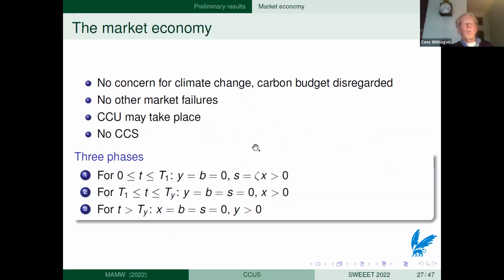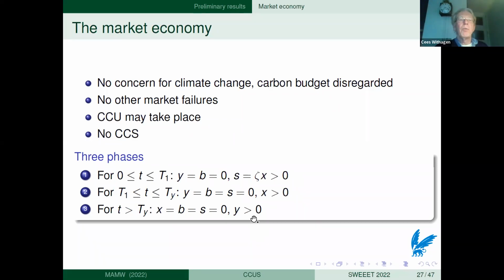So let's see what the market economy is going to do. Well, the market economy is for sure not going to use CCS. Although it's free, this market economy doesn't care at all about the carbon budget. So this economy will not use CCS. It will not unnecessarily lower the amount of CO2. But it will use carbon capture and utilization, because that will decrease the cost of extracting fossil fuel.